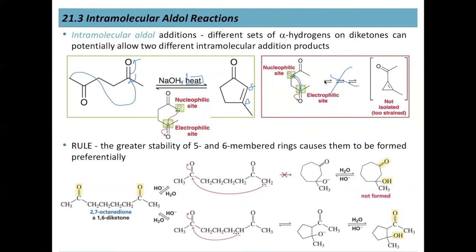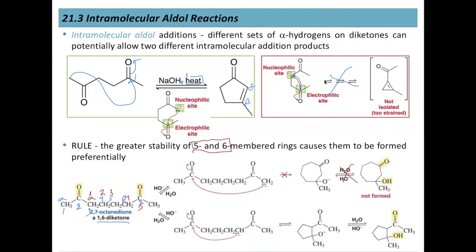So I can actually take down here in the bottom left a 1,6-diketone. And again, I have two different types of protons. I have those on the outside and those on the inside. If I count from the blue to the carbonyl, 1, 2, let's try that again. 1, 2, 3, 4, 5, 6, 7. So I could get a 7-membered ring. Or if I counted from these inside, that would be 1, 2, 3, 4, 5. And again, we prefer 5- and 6-membered rings. So the 7-membered ring is not formed, and so we would end up with a 5-membered ring.